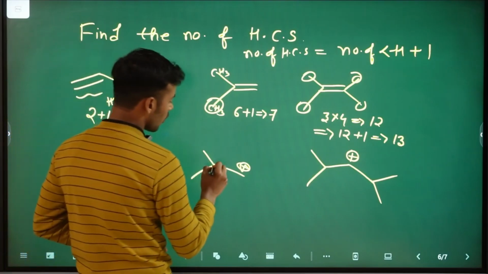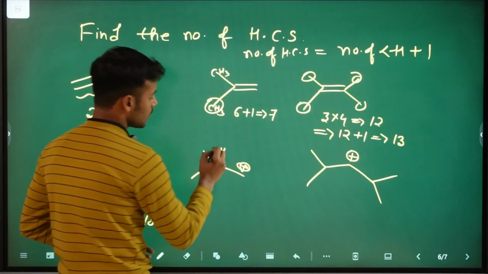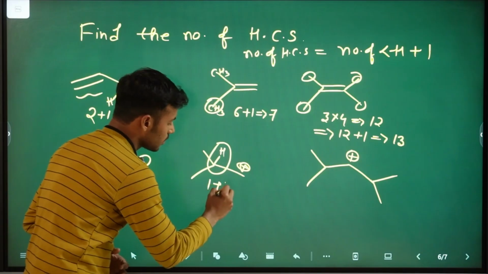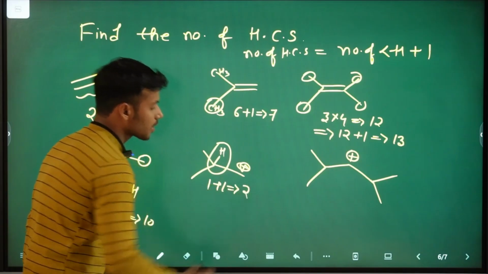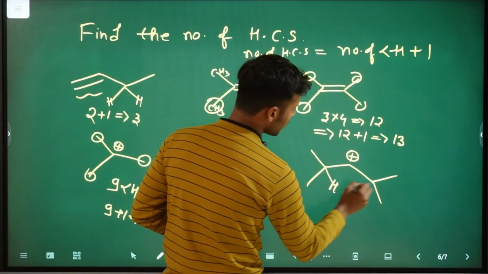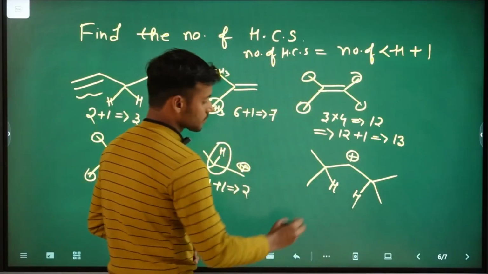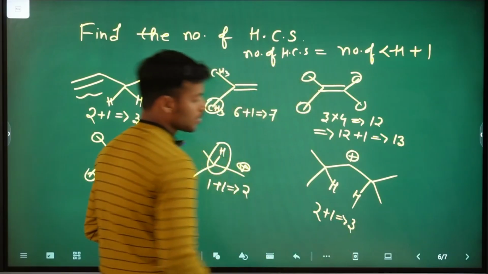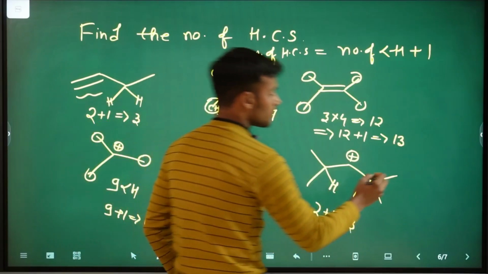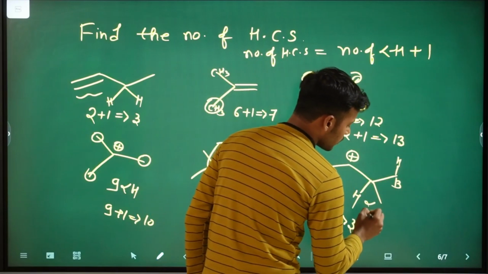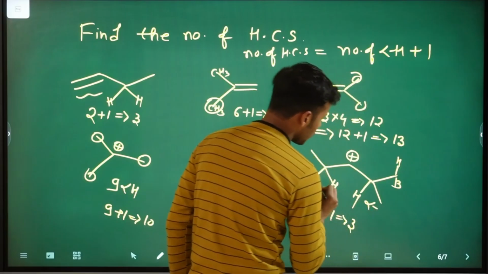And here only 1 alpha hydrogen. So 1 plus 1, 2 hyperconjugative structures. Here 1 alpha hydrogen and 2. So 2 plus 1, 3. We don't count these hydrogens because this is the beta position. We only look at the alpha position.